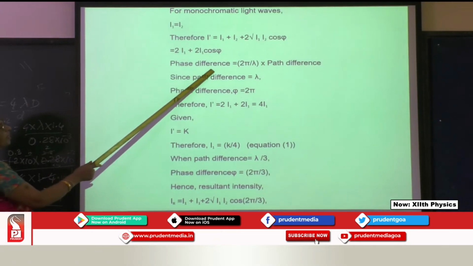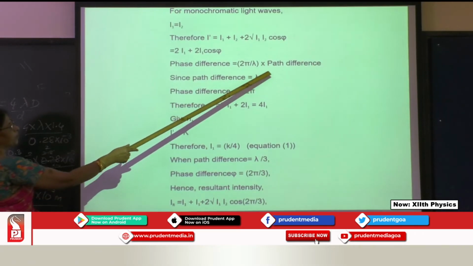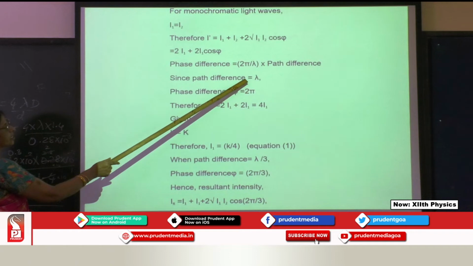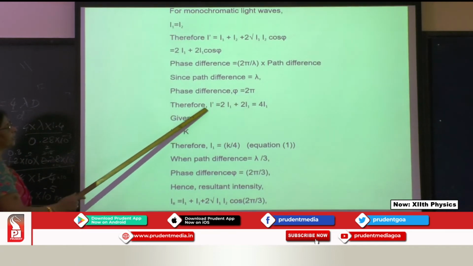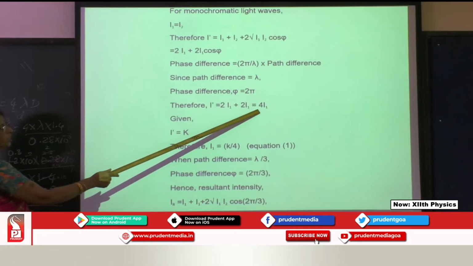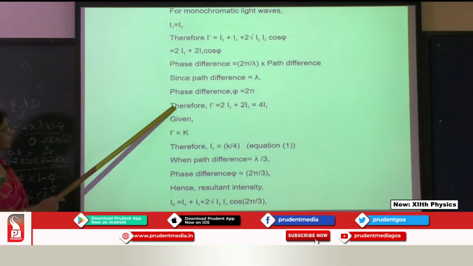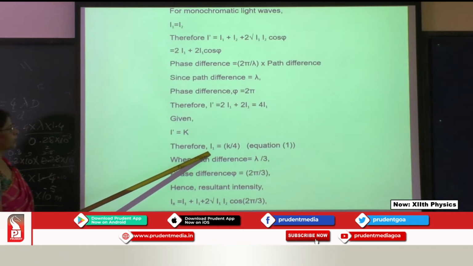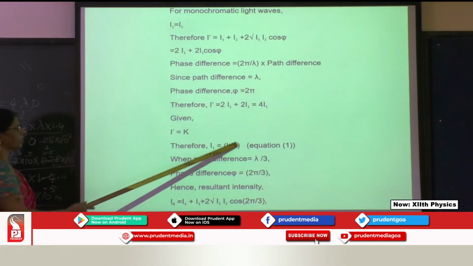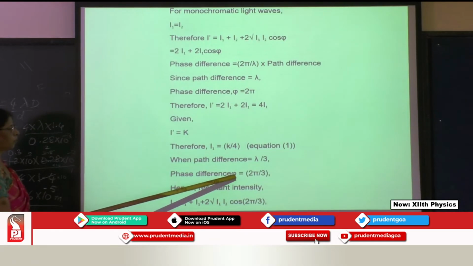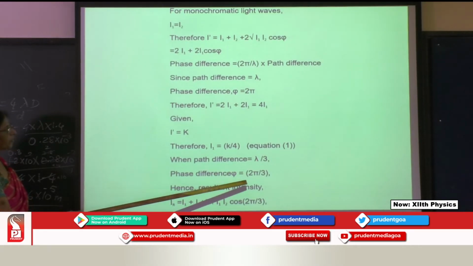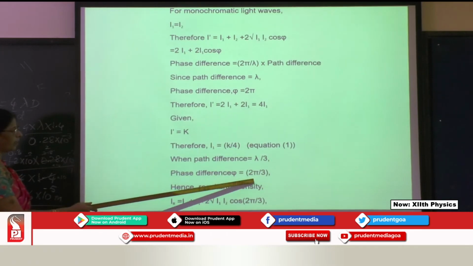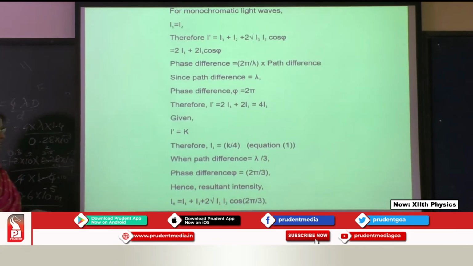And then what is the phase difference? 2 pi by lambda times the path difference. Path difference is lambda because between them the phase difference is 2 pi. Then substitute here, we get 4I1. We take I dash as k, therefore I1 is equal to k upon 4. So when the path difference is lambda by 3, the phase difference is 2 pi by 3. We substitute here and the resultant intensity is over here.